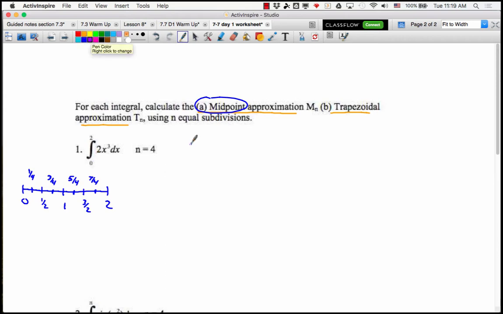So let's do that. If this is our function, we'll say f of x equals 2x to the third, then we're going to need to figure out what is f of 0.25. What is f at 0.75? What I'm doing here is calculating the heights at the midpoints. What is f at 1.25? And then what is f at 1.75?